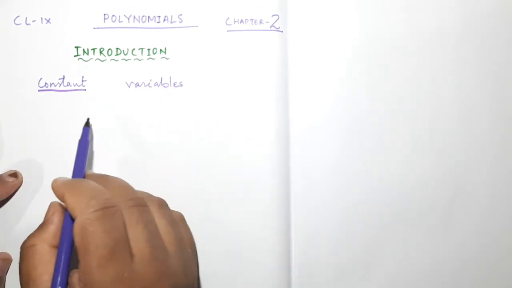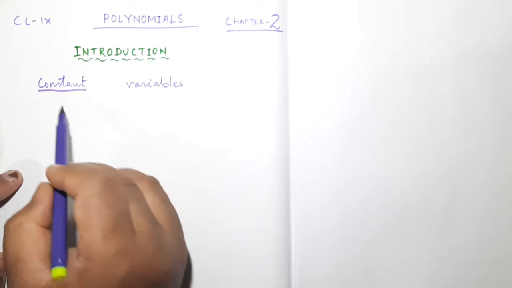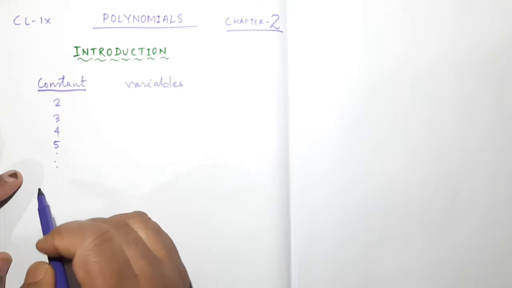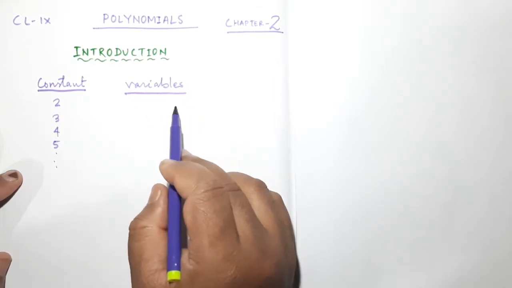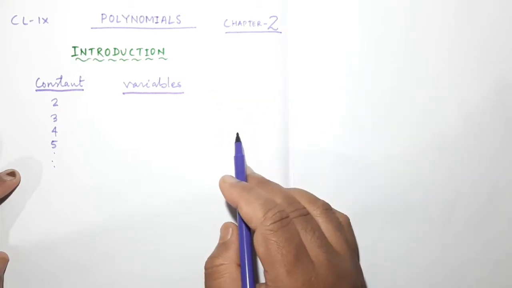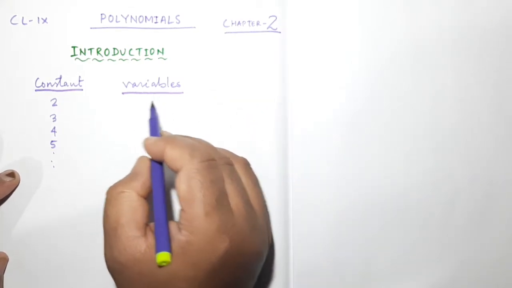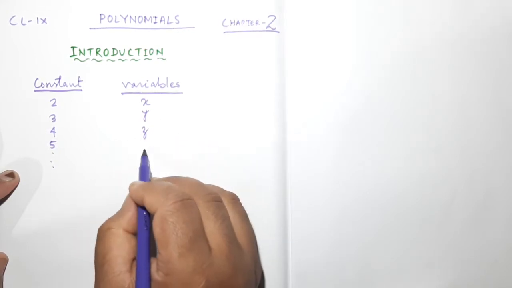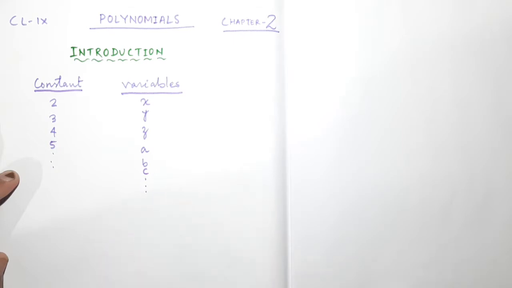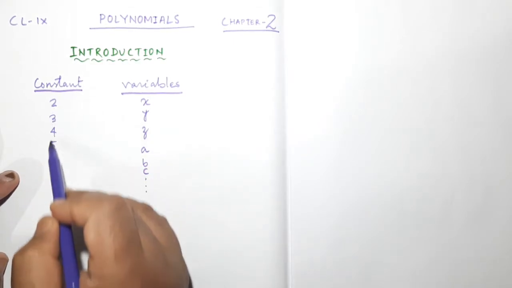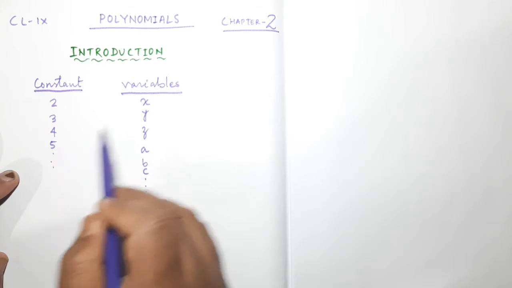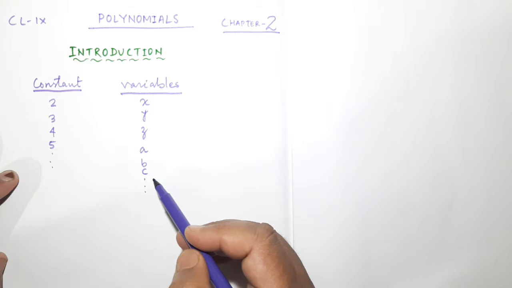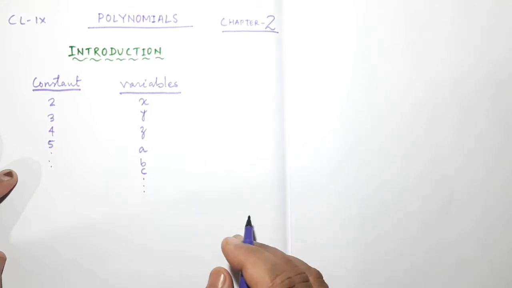Now, what are constants? A constant is a fixed value like 2, 3, 4, 5, and so on. Variables are values that keep changing according to the situation. We denote them by letters like x, y, z, a, b, c, and so on. So constants are numbers that are fixed in any situation, and variables are letters that vary according to the situation.